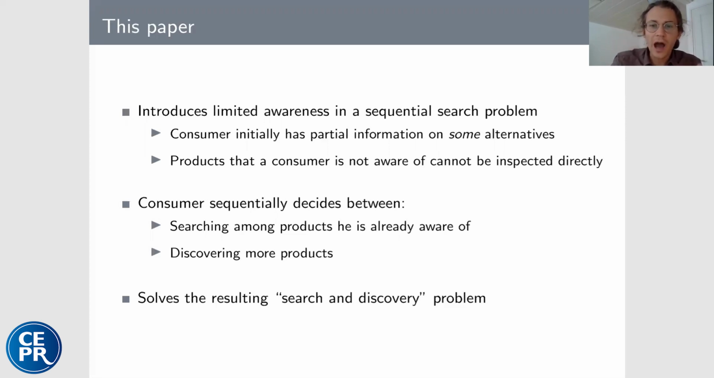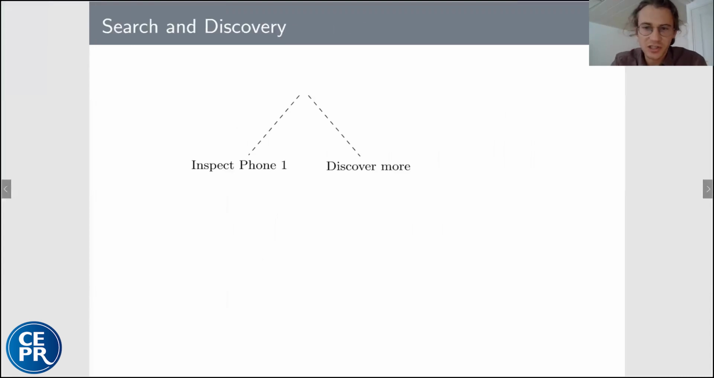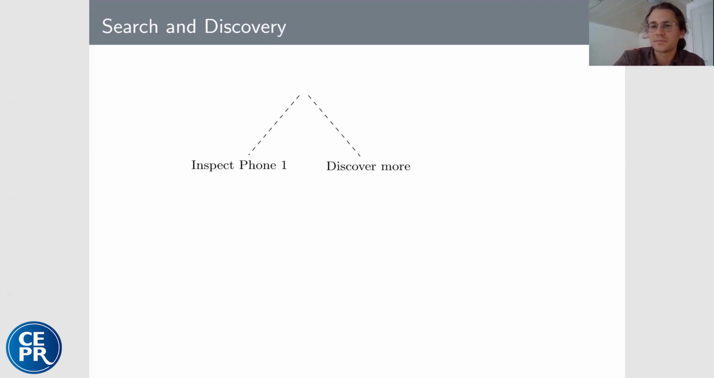To show you how the decisions in the search and discovery problem really look, let me briefly walk you through a simple example. Let's think of a consumer looking to buy a mobile phone, and initially he's only aware of a single phone. So the decision he now faces is to either inspect this phone in detail or put in a broader search to try to discover more alternatives.